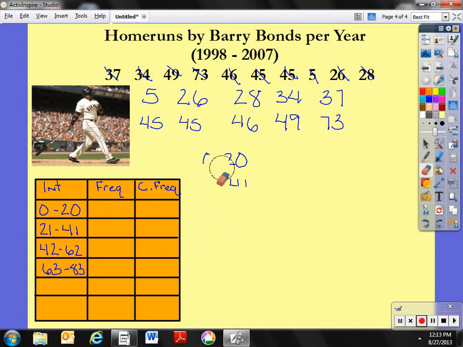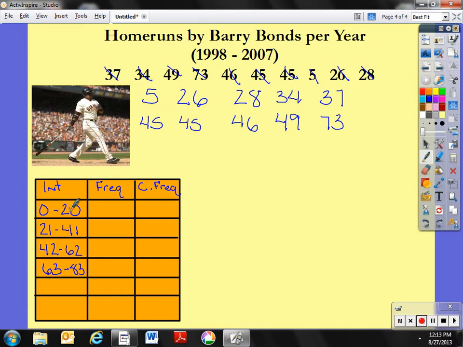Now you could have chosen to go by 10 for your intervals. This is 0 to 20, so it's actually 21 pieces of data: 0, 1, 2, 3, 4, 5, 6, 7, 8, 9, 10, 11, 12, 13, 14, 15, 16, 17, 18, 19, 20. So that's 21 pieces of data that could possibly fit in this interval, and 21 pieces of data can fit in here and in here. Now let's take a look at the data.